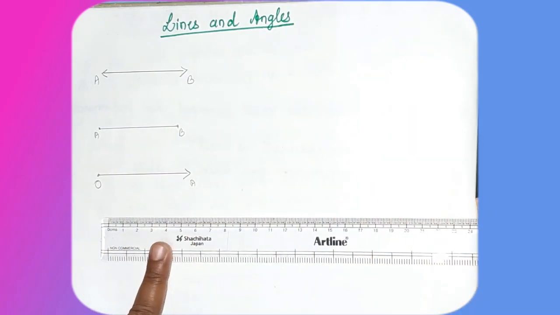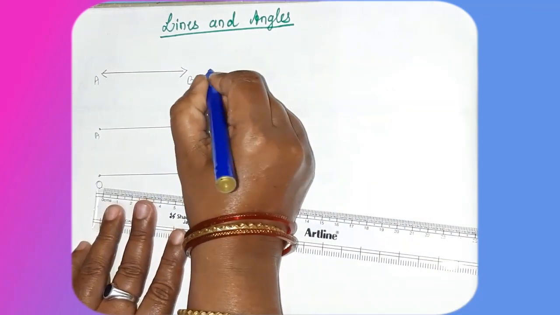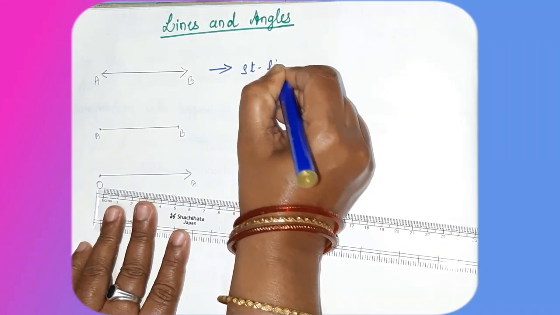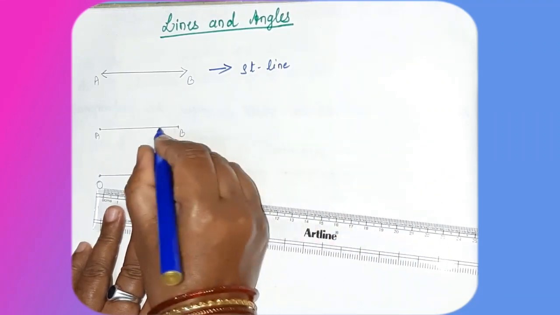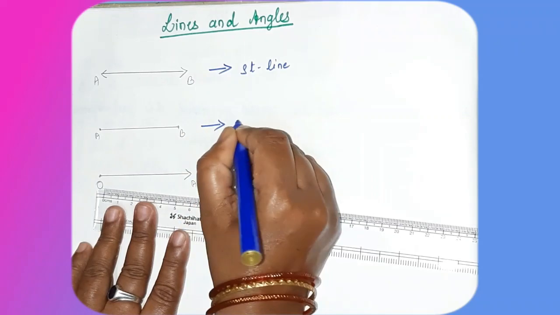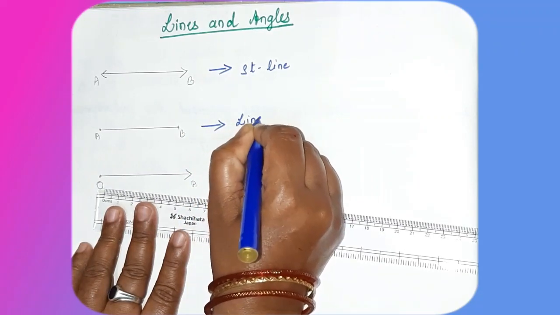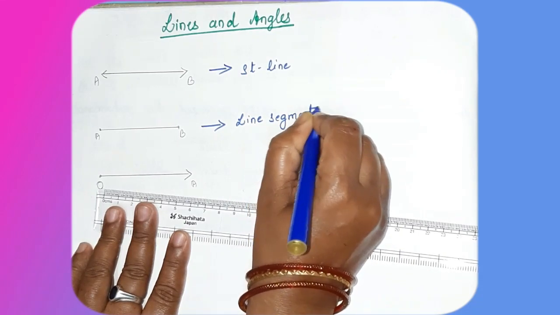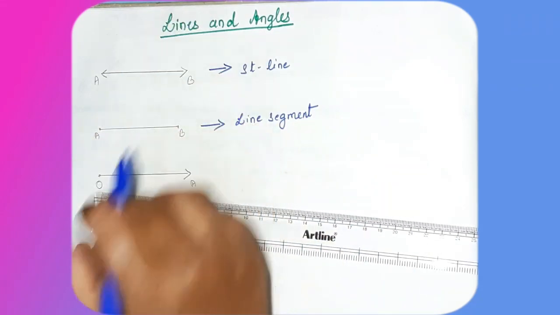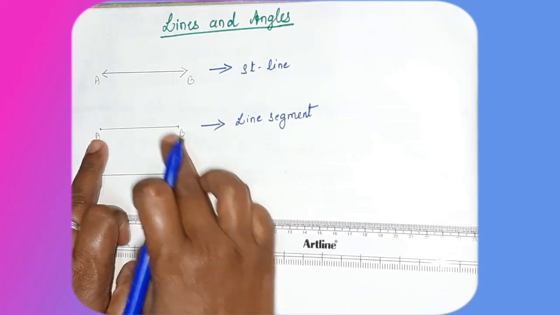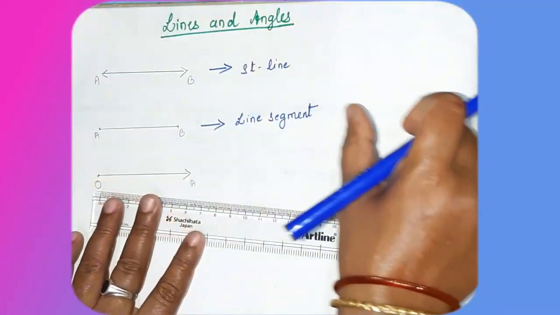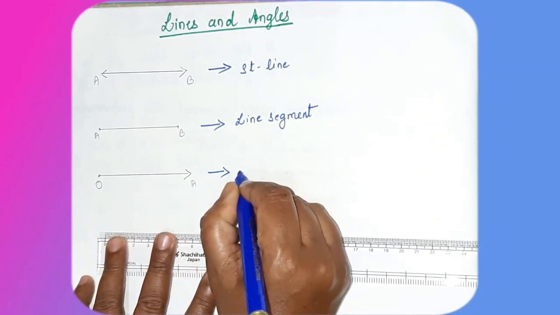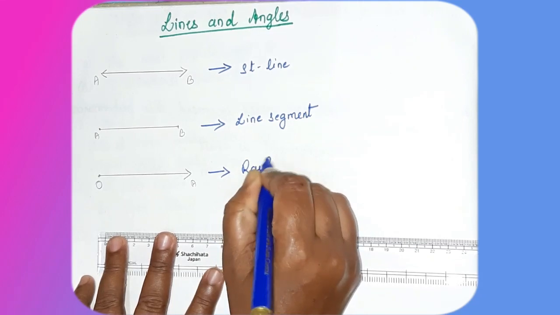What is this? See here. This is a straight line. ST means straight line. And this is a line segment. Line segment means part of the line. This AB is taken from any one of the straight lines. That is line segment. And this is called a ray. What is this? A ray.